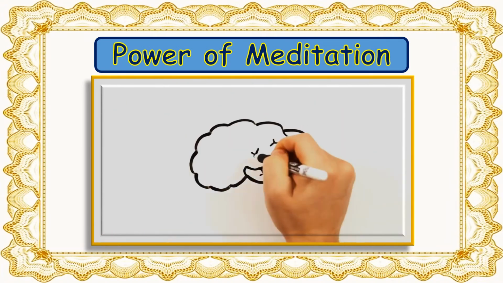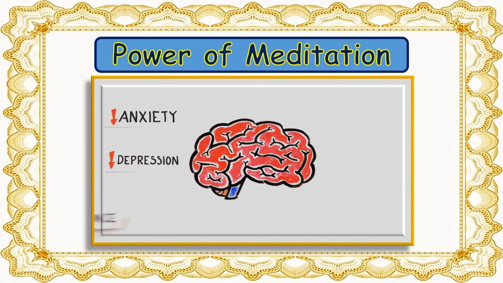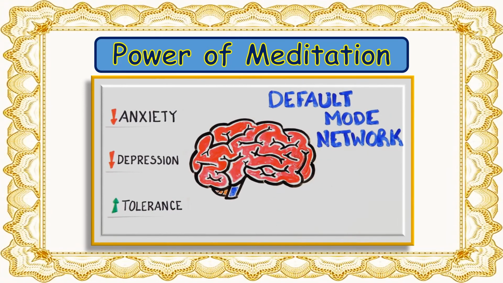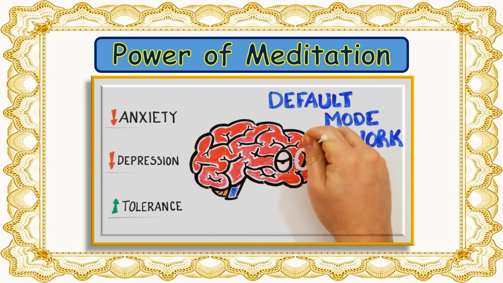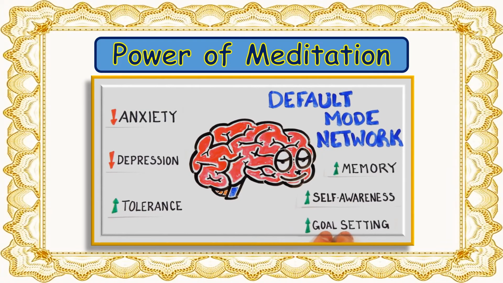During meditation, brain scans see increased activity in regions directly correlated with decreased anxiety and depression, along with increased pain tolerance. The default mode network, in particular, is activated when one's mind is at rest and not focusing on the outside world, and has been found to improve memory, self-awareness, and goal setting.